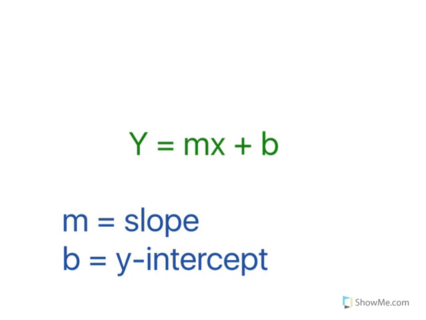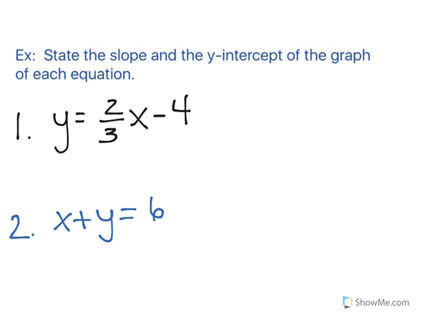So this m, that's our slope. That's our rise over run. That's the steepness of the line. That value determines that. And then our b is our y-intercept. That's where it crosses our y-axis. So if we know that, then it's going to be really easy to graph lines. So let's go into it.